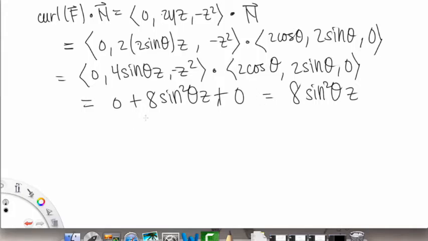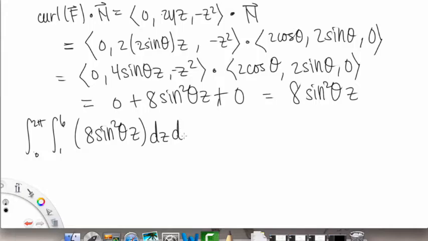Alright, so now let's plug this into the actual integral. So we have the double integral over s, so the boundaries for s, again, were 0 to 2 pi for theta and 1 to 6 for z. And then we're going to plug in the 8 sine squared theta times z here. And then we have to match up our differentials at the end. So that'll be dz d theta. Okay, so now let's just start integrating.